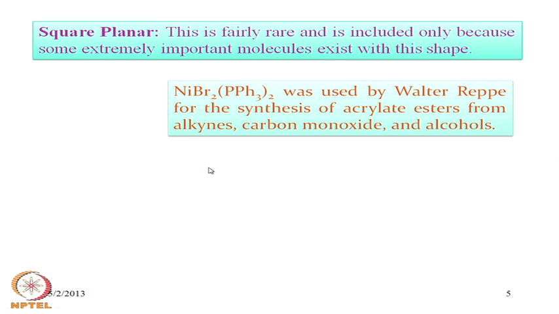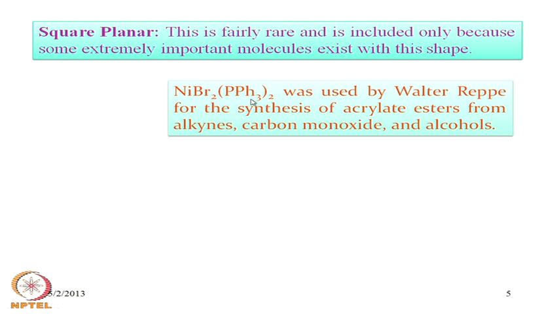and that will provide us a corresponding square planar geometry. Similarly, we can have the corresponding NiCl2 phosphine 2, which was used by Walter Reppe for the synthesis of acrylate esters from alkyne, carbon monoxide and alcohol. This is a typical example of an organic transformation, particularly of acrylate based esters for the formation of polymers afterwards, but the starting materials are very simple: acetylene type molecules, that means alkynes, carbon monoxide and alcohol.